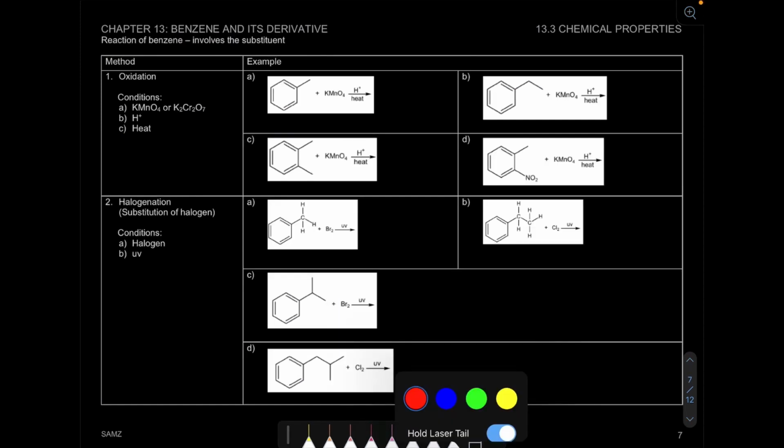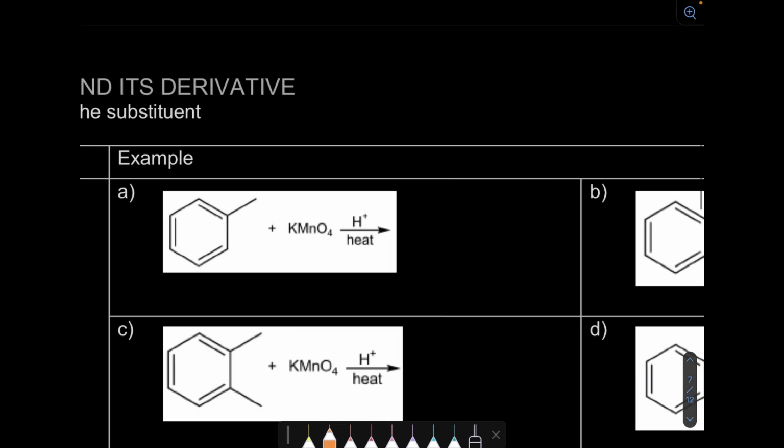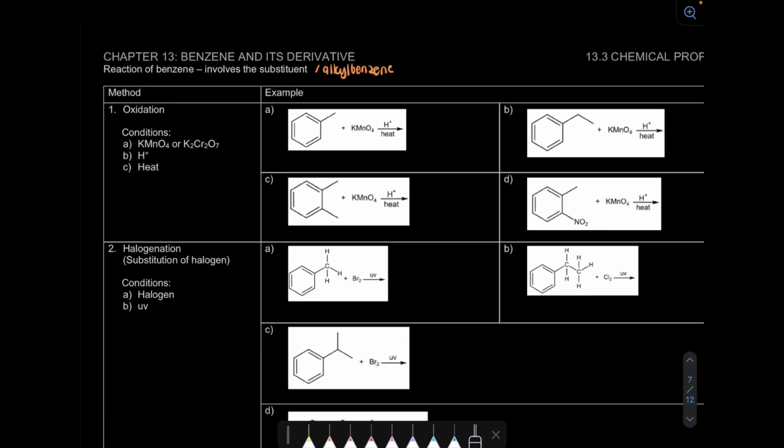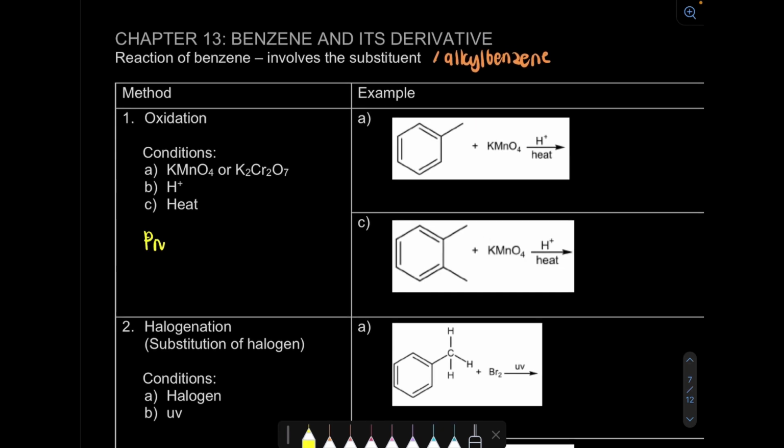Okay, now let's look at page 7, the reaction of benzene involving the substituent. So actually this is the reaction for alkylbenzene, any alkyl attached to our benzene. So first we will look at oxidation. So this is the condition, mostly KMnO₄, K₂Cr₂O₇ can also be used. So here what we have is our CH3.